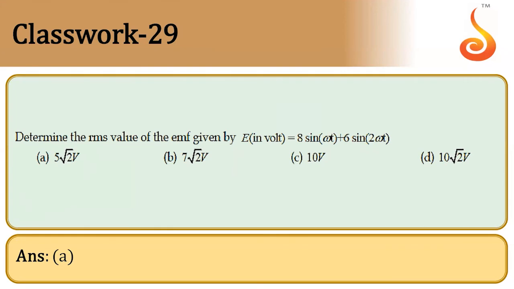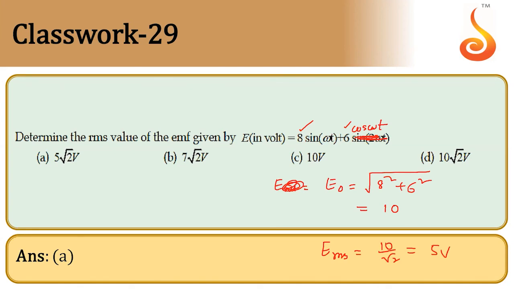Okay, this question is wrong. Actually, they should have given cos omega t here. If this is sin omega t and this is cos omega t, what is the phase difference? 90, right? Now treat this as one vector, this as another vector. Then E net is, they're asking for the RMS value. First you will get the E naught value. E naught is equal to root over 8 squared plus 6 squared, that equals 10. Now they are asking E RMS. E RMS equals 10 by root 2, that equals 5 root 2. That's the answer.